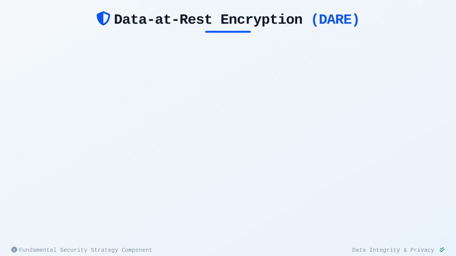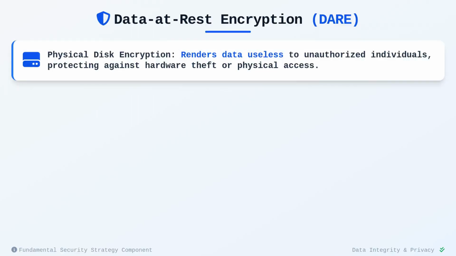Data integrity and privacy are further bolstered through data at rest encryption, or DARE, which is a fundamental component of a comprehensive security strategy. By encrypting the physical disks within the nodes, you render the data useless to unauthorized individuals who might physically access or steal the hardware.